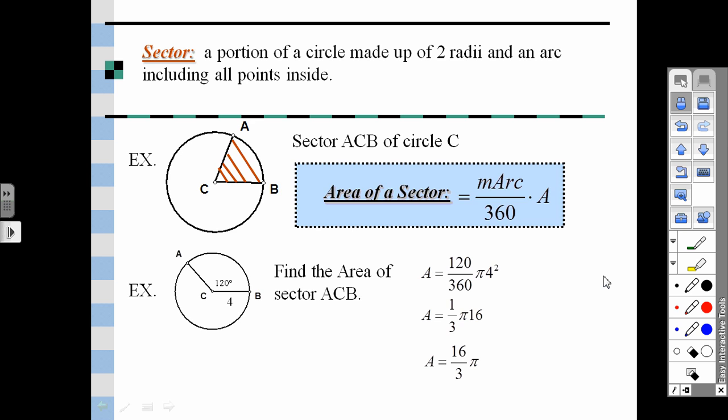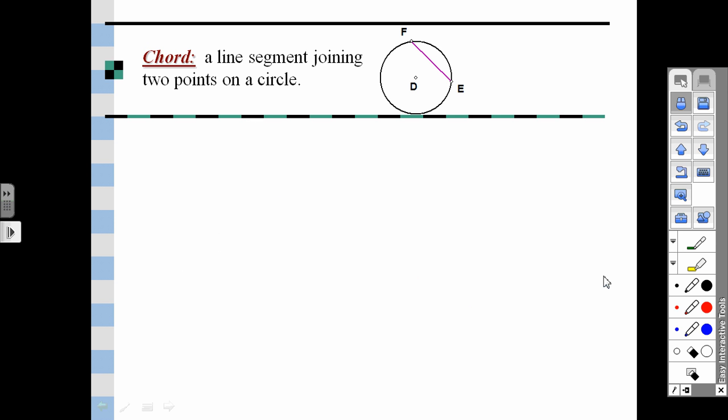All right, next. What's next? Oh yes, a chord. I know you guys know what a chord is, but we need to officially define it. It's a line segment that joins 2 points on a circle. So these 2 endpoints of our segment have to be points that are on the circle. They can't be outside the circle, they can't be inside the circle. And you can think about the longest chord would have to go through the center. So the longest chord of a circle is called the diameter.